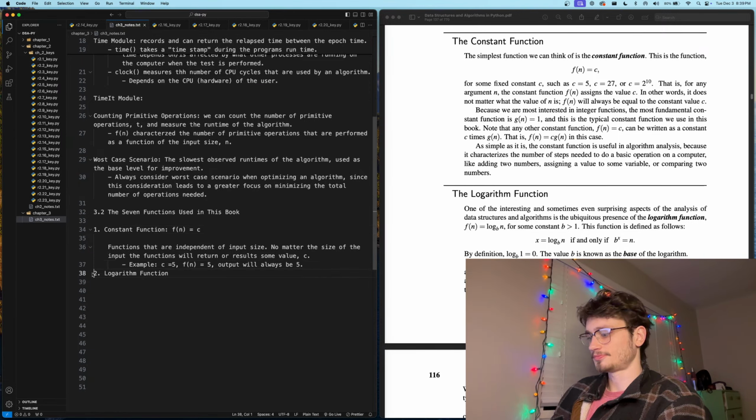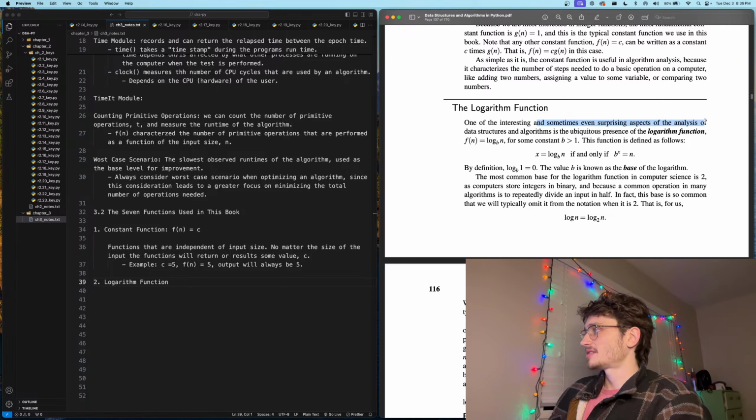Logarithm function. One of the interesting and sometimes even surprising aspects of the analysis of data structures and algorithms is the ubiquitous presence of the logarithm function. f of n equals log base b of n, for some constant b greater than 1. This function is defined as follows: x equals log base b of n if and only if b to the power of x is equal to n.